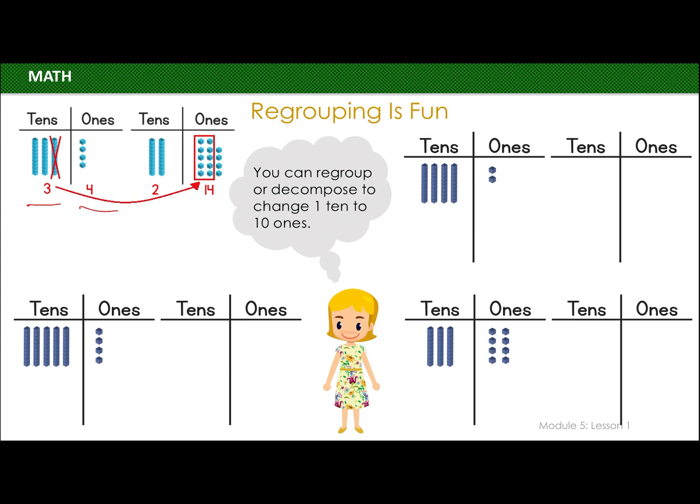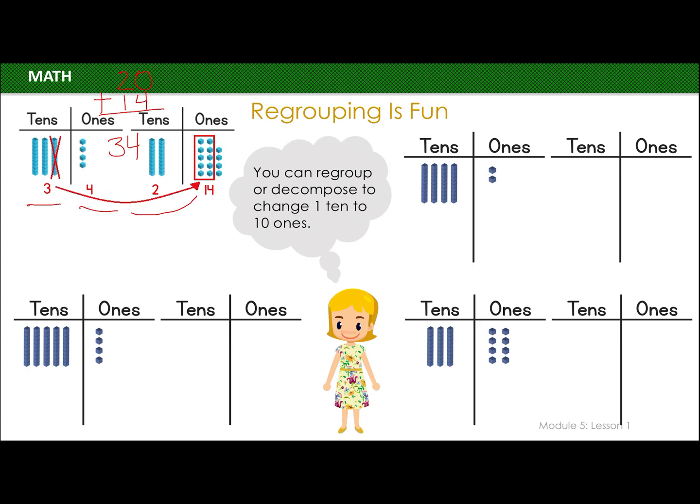So they actually took away one of those 10 sticks and regrouped it way over here into 10 ones. And those 10 ones plus the 4 that you already have is 14. And since you had to use one of your 10 sticks, you are left with 2 10 sticks. So 2 10 sticks equals 20 plus those 14 ones. You still have 34, which is what you started with.